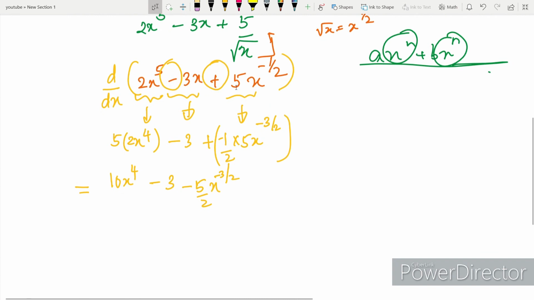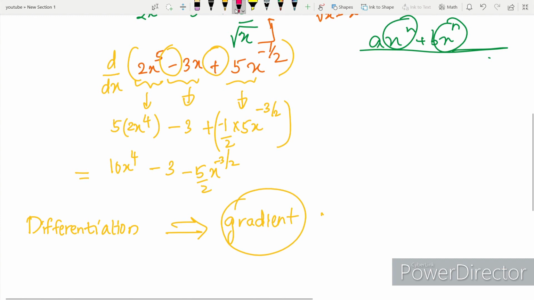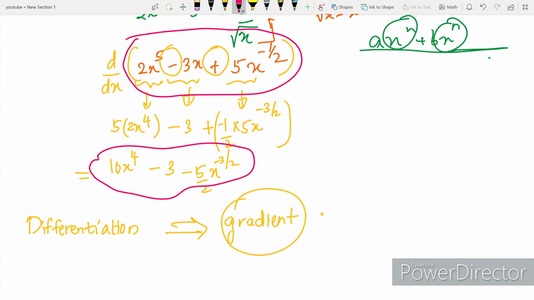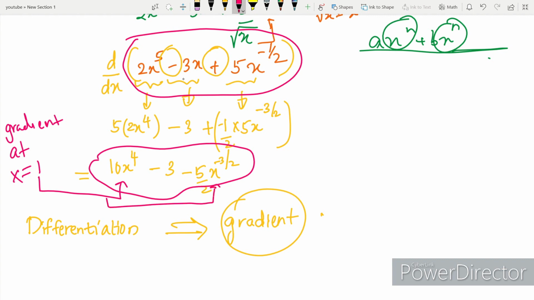So to conclude this, I forgot to mention something. Why is differentiation important? You can use differentiation to find the gradient of a function, and that is the main purpose of differentiating a function. Okay, so if this is my function, and then this is my gradient. If I want to find the gradient at, say, x equals 1, then you have to plug in 1 to this equation. Make sure you plug into the differentiated equation and not the initial equation.